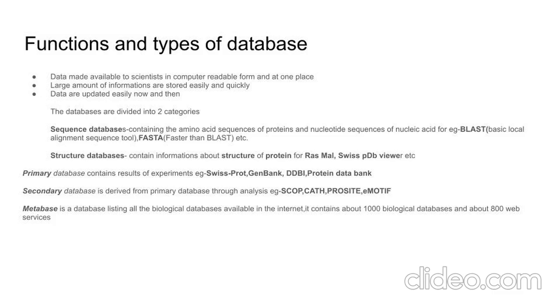Functions and types of databases: data is made available to scientists in computer readable form and at one place. A large amount of information is stored easily and quickly. Data are updated easily now and then. The databases are divided into two categories. Number one is sequence databases, containing the amino acid sequence of protein and nucleotide sequence of nucleic acid. For example, BLAST, the Basic Local Alignment Search Tool, and FASTA, which is faster than BLAST.